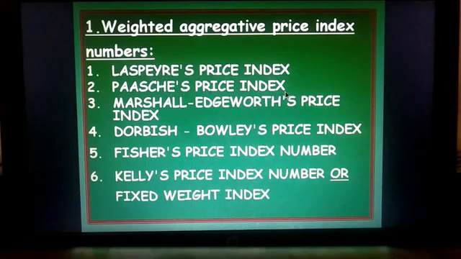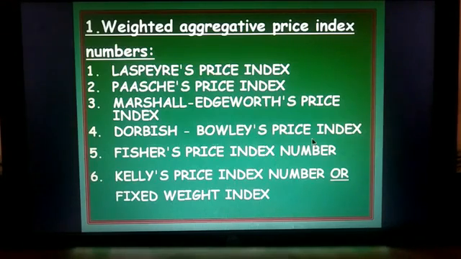And in Paasche's price index number, the weights applied will be current year quantities, I said. So it will be Q1. Then for the Marshall-Edgeworth price index number, it is the arithmetic mean of both base year quantities as well as current year quantities. Arithmetic mean of those two means Q0 plus Q1 divided by 2.